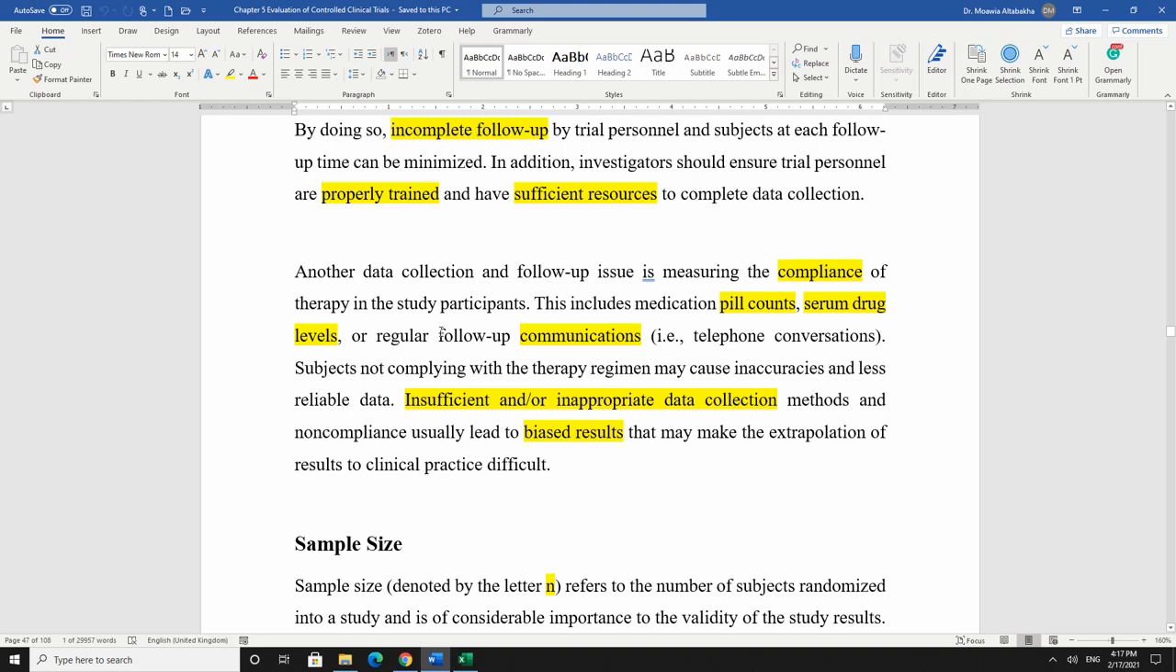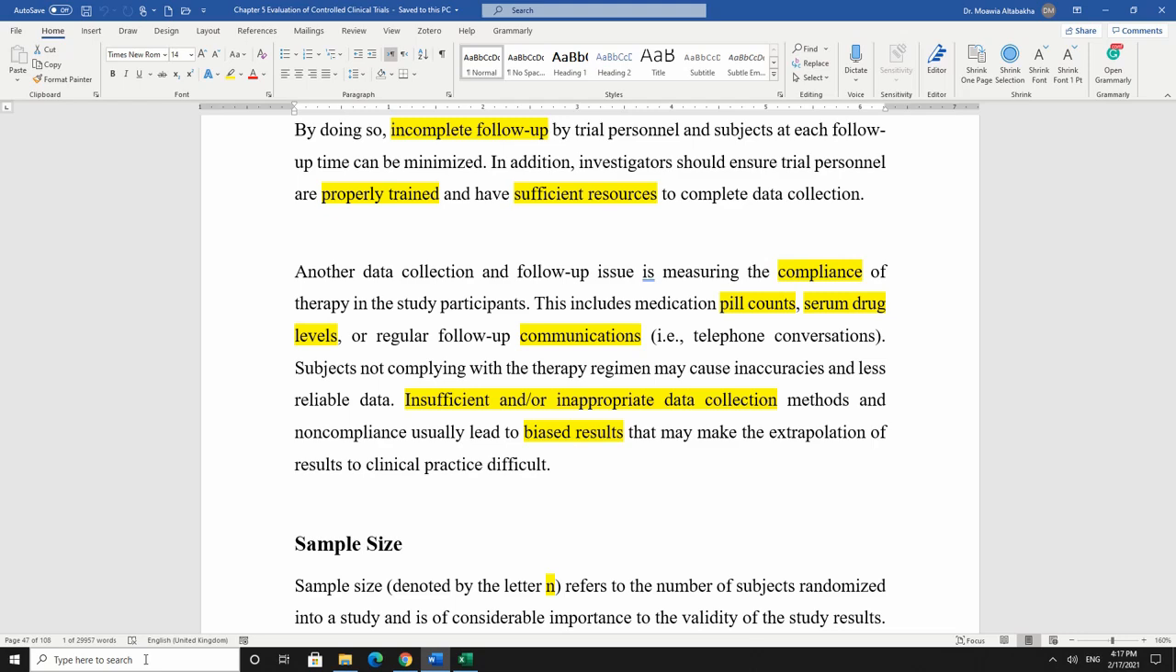What about compliance? We talked about follow-up, we talked about monitoring, we talked about interim analysis. What about compliance? Maybe Ala or Tulin or Tala is not taking the medication. How can I check that? Well, of course there are different ways to ensure compliance. One of these is pill count. Always ask the patient to bring his pill container in order to see how much is there.